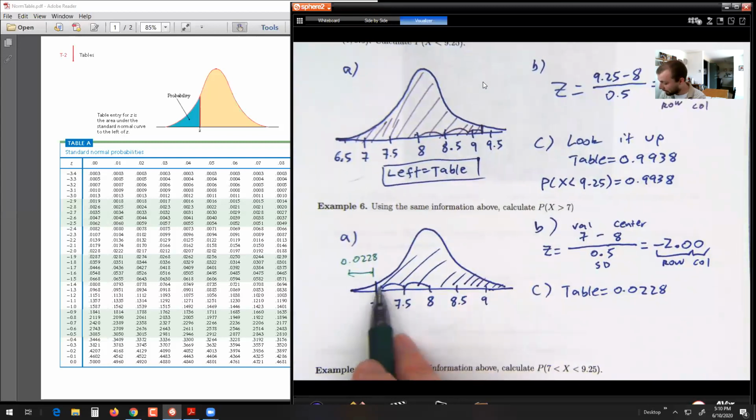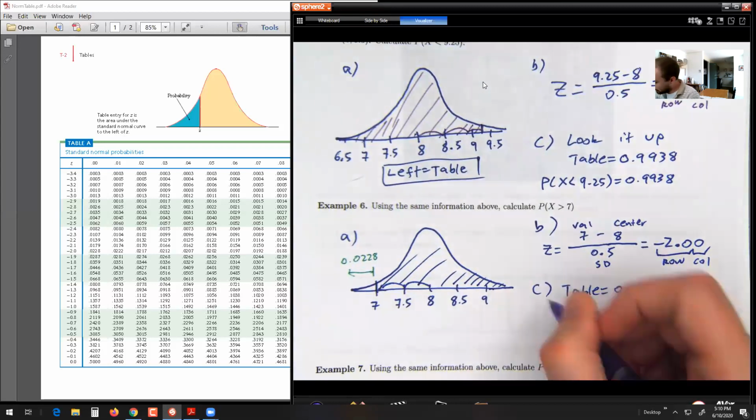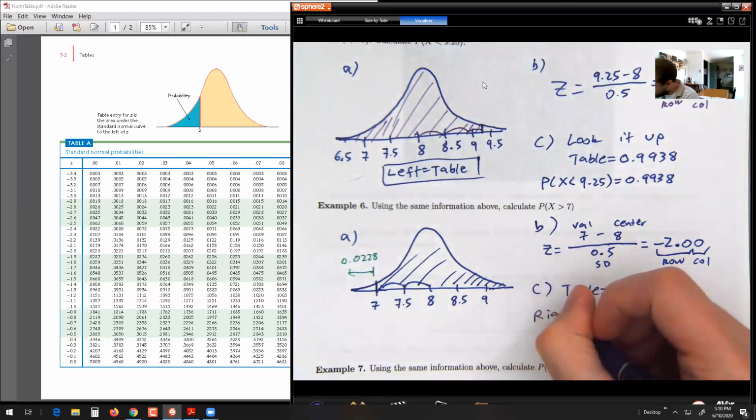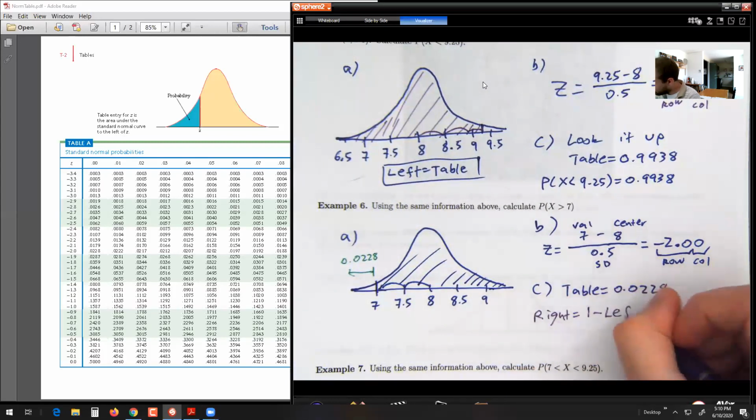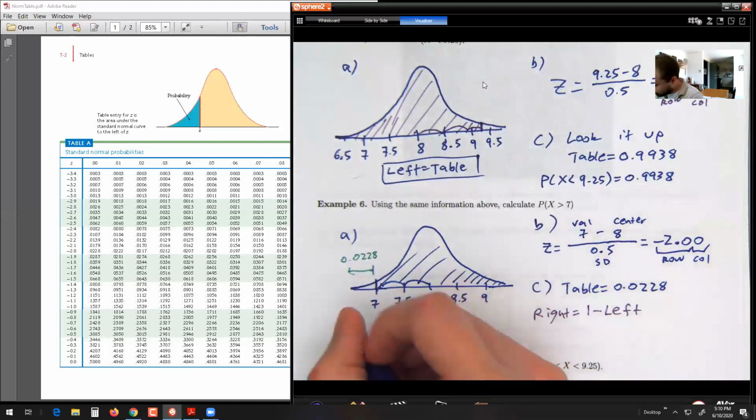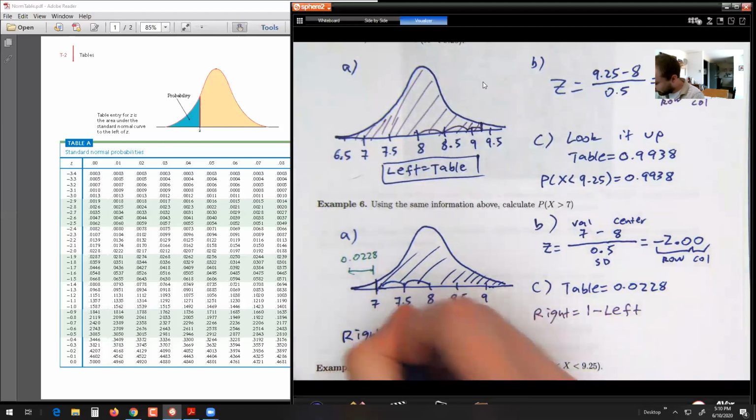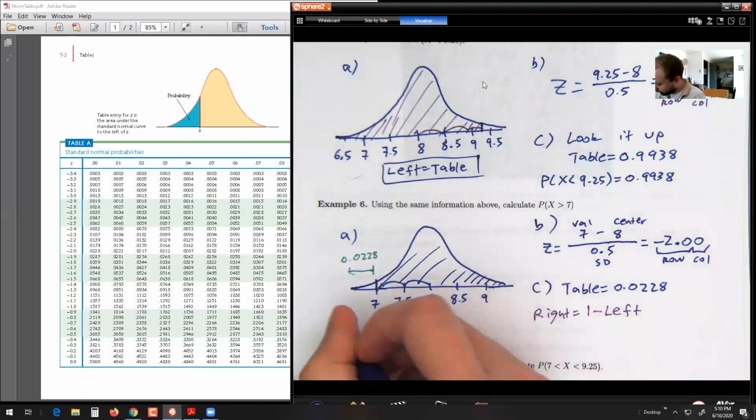But I don't want this little area. I want this much larger area going in the opposite direction, the area going to the right. In order to find the area to the right, I just need to take the complement of the area to the left. Right and left are opposites. So whenever I'm trying to find some region that's shaded to the right, my answer is going to be 1 minus the value from the table.